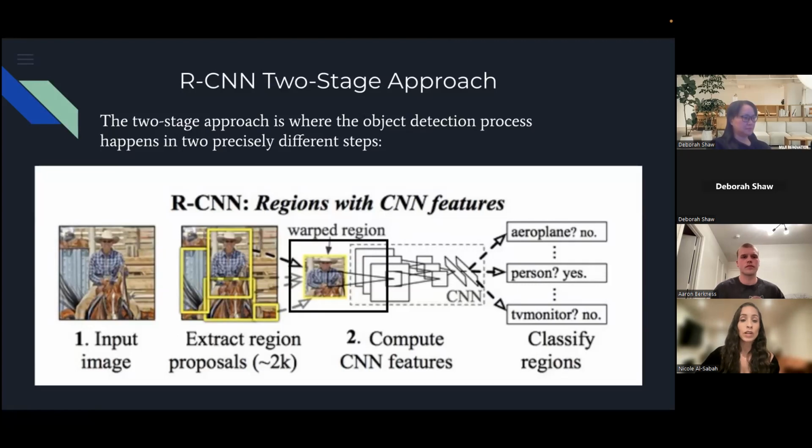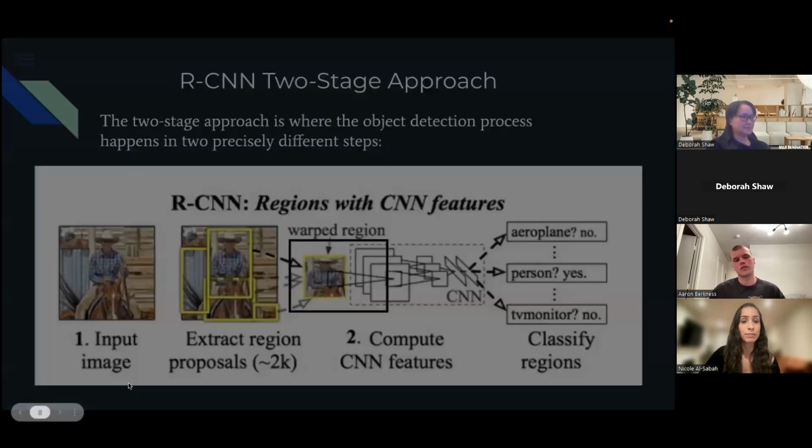Then it goes through the convolutional neural network, where it computes its features, and then does the object detection step of classifying the regions. As you can see here, it broke it down to a person, so it's asking, is it an airplane? No. Is it a person? Yes, it probably has a higher probability that that is a person, and classifies it.